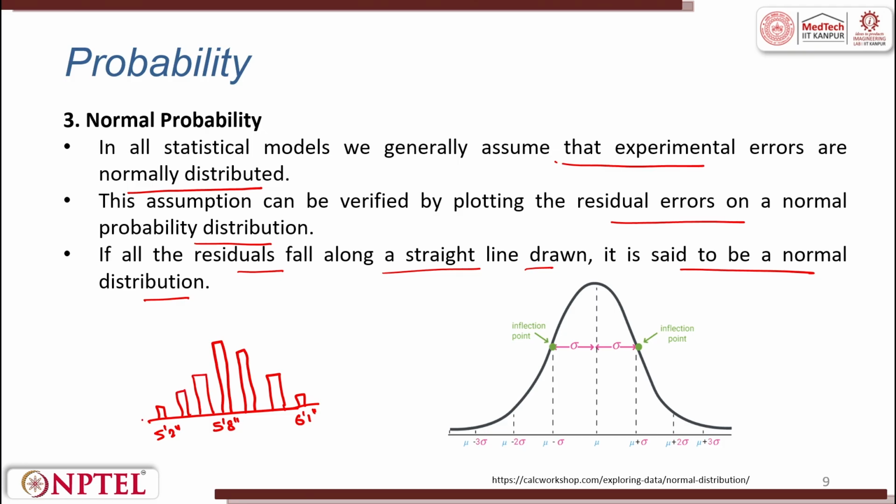This kind of histogram plot gives me a frequency polygon which I try to draw, gives me a distribution that is known as normal distribution. Normal means very common.